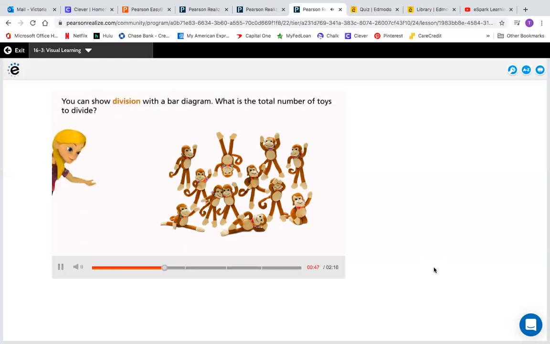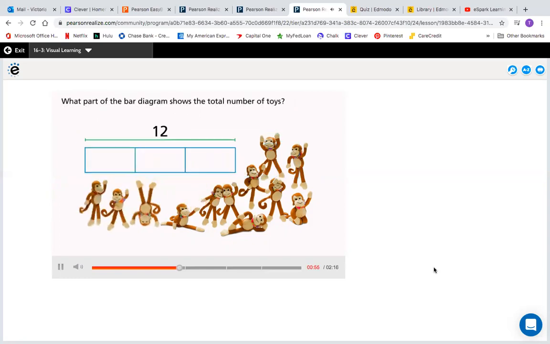You can show division with a bar diagram. What is the total number of toys to divide? What part of the bar diagram shows the total number of toys?